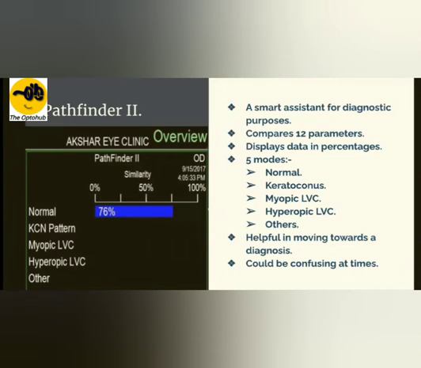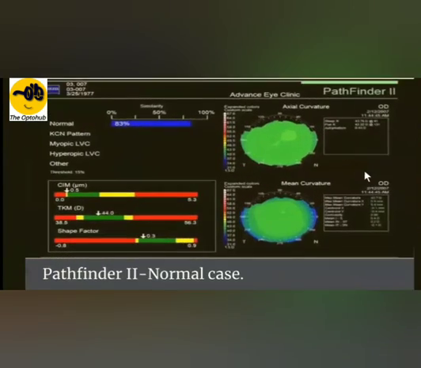Whenever you capture an image of the patient's cornea or take the topography of your patient's cornea, it will compare the data from your patient to the database, and it will tell you how much percentage it is matching with the database of that specific condition. As I told you, it compares the 12 parameters that we get from the mean curvature. It can be confusing at times. I'll come to why it can be confusing at a later phase.